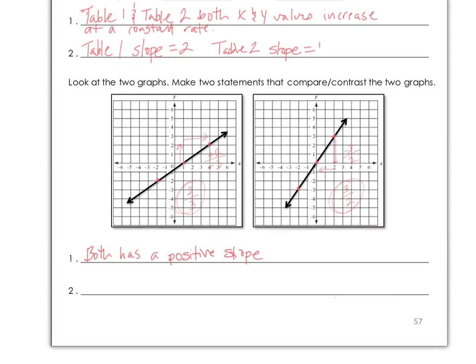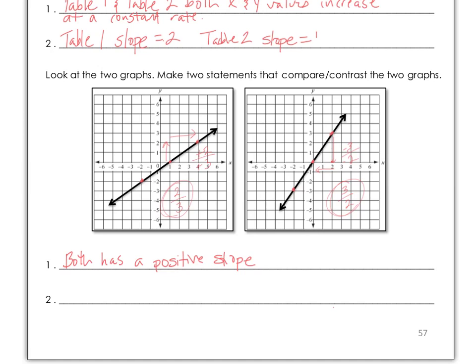Okay, so there's our two graphs. We figured out their slope. How are they alike? They both have positive slope. How are they different? It's similar to our tables. We see different slopes, but let's take it one step further. Let's not just say that they have different slopes. Let's say, hey, this graph has a higher rate of change, or a greater rate of change, I guess is a better way to say that.